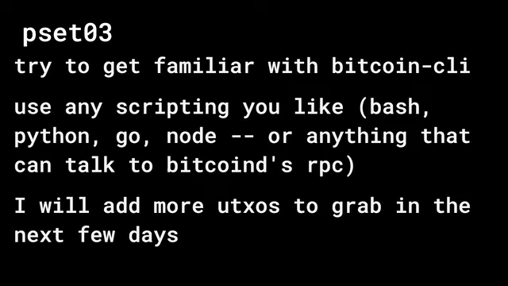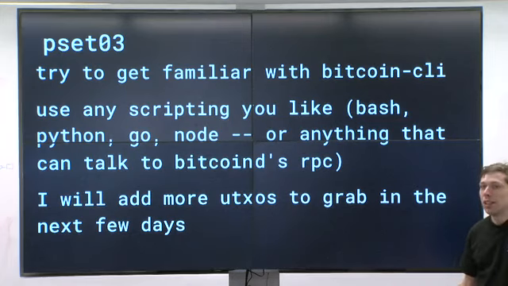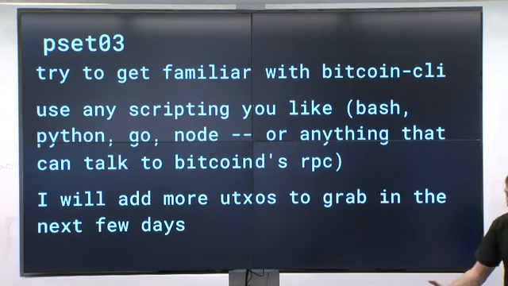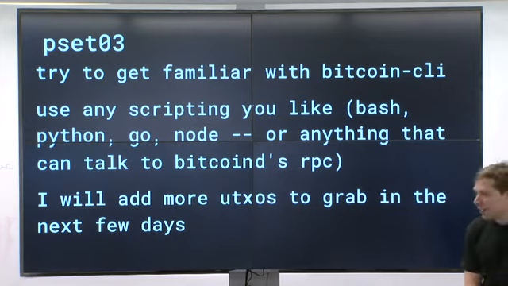I will add more UTXOs to grab in the next few days, so that might be fun. If you wanted to be a jerk, you could just steal all the money, and then no one else could do it, but please don't do that. This is not as adversarial a setting as actual Bitcoin. If someone does it, I'll be like, okay, fine, and I'll just reseed the place. But hopefully we don't have too many trolls trying to prevent everyone from having fun with this assignment.